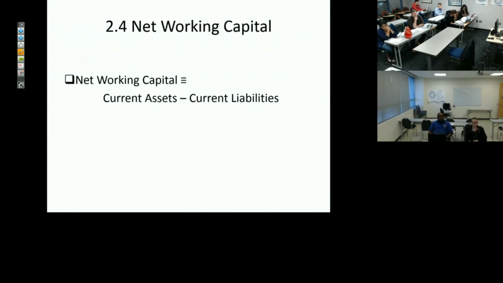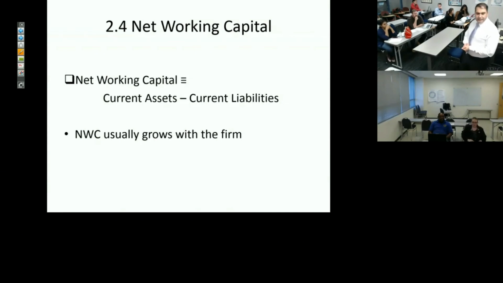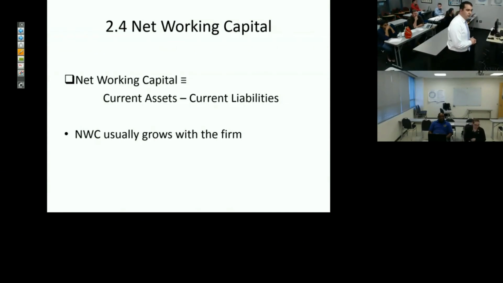Now, why is this important to calculate? Why is this very important? Woodbridge, do you want to say something? No, sir. That's good. Okay. All right. So, net working capital usually grows with the firm. Now, why is this important? This is important for our need for external finance.